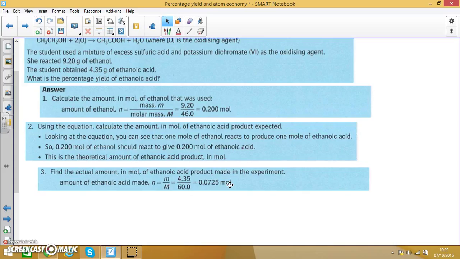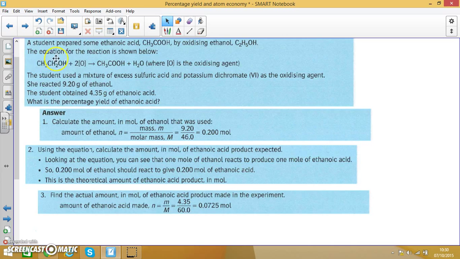So we have a difference, don't we? This is the actual number of moles that we get formed, and this is the number of moles that we would expect to get formed because of the equation. 1 mole of this, theoretically, with 100% percentage yield, would give 1 mole of this. So 0.2 moles of this ought to give 0.2 moles of this. But it doesn't. It gives 0.0725 moles. So now we're in a simple position of calculating the percentage yield.